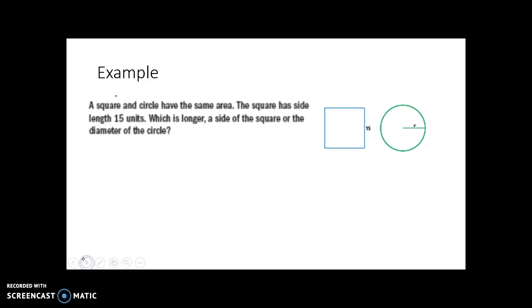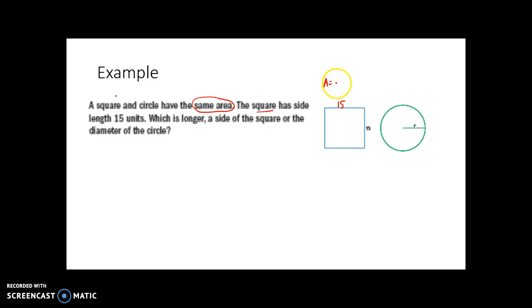Next, we're going to look at a real-world example. This one says a square and a circle have the same area. The square has side length 15 units. Which is longer, a side of the square or the diameter of the circle? First of all, because it's a square, that means if this side is 15, this side is also 15. We're saying they have the same area, which makes me know I need the area formula for both.